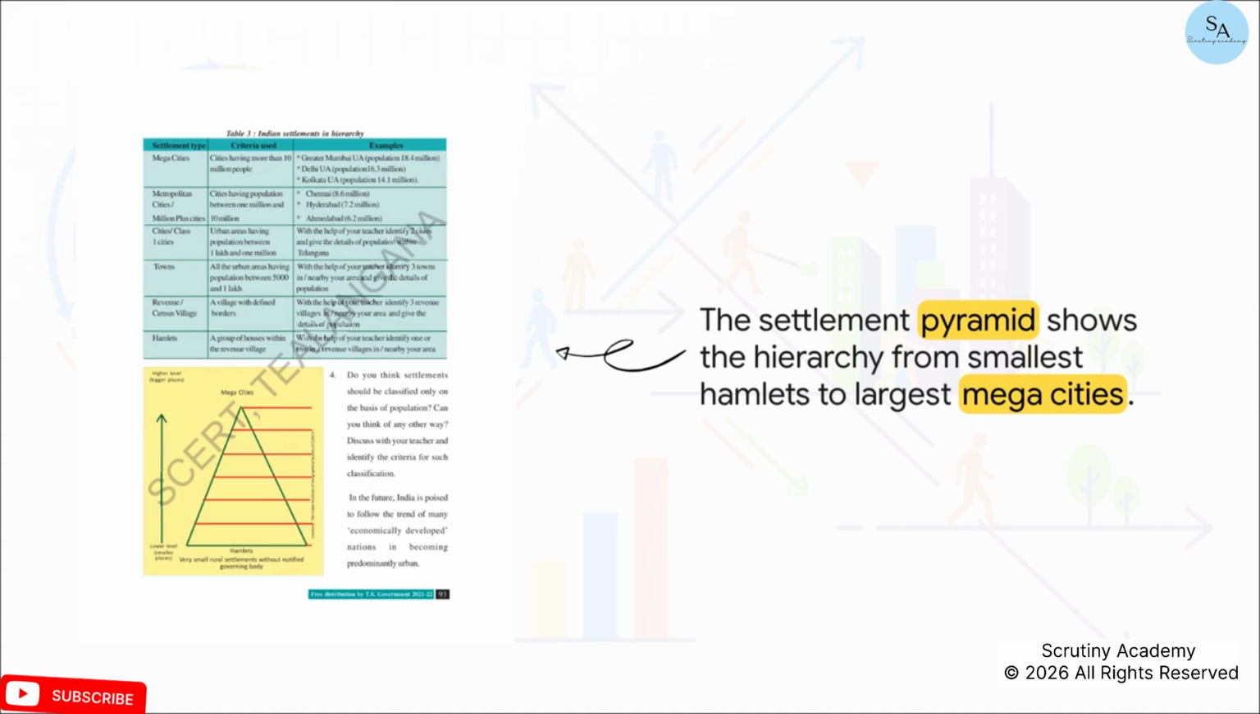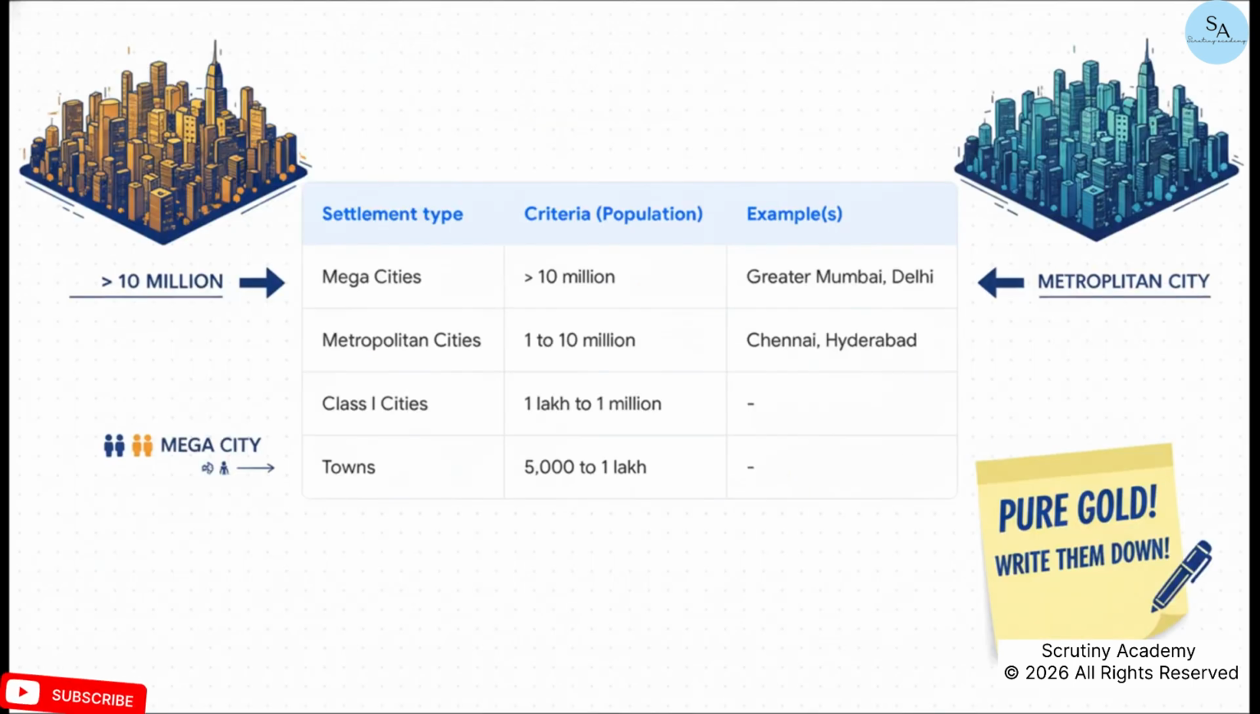See, down at the very bottom, you've got tons of tiny little hamlets. But as you move up the pyramid, the settlements get bigger and bigger, but there are fewer of them, all the way up to the massive megacities right at the peak. So the crucial thing here, you have to memorize these numbers. A megacity is any city with over 10 million people. We're talking Mumbai or Delhi. A metropolitan city is in that 1 to 10 million range. Seriously, these population figures are like free points for definition questions. Go ahead, write them down.